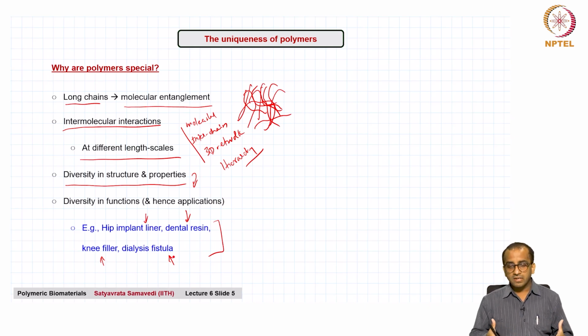Now you see right here in just these 4 examples, you see the range of properties that will be required from the polymer. The demands are extremely different. The application is extremely different, and yet polymers can be used for all of those, except that they have to be chosen correctly with the right kind of properties.